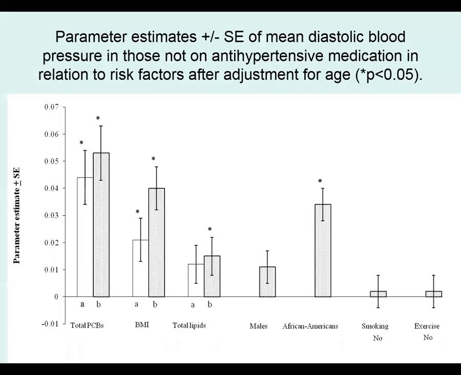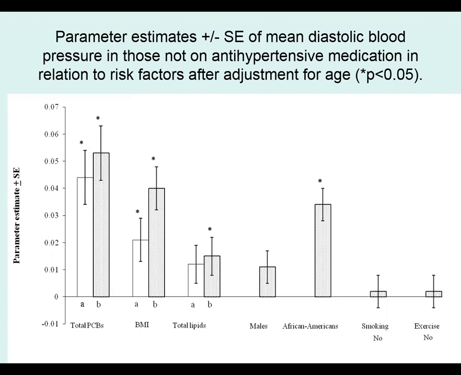Now, if you plot those as parameter estimates, what we found is that the PCB concentration was a better predictor of hypertension than was BMI, was serum lipids, was sex, was race, smoking, or exercise. Remarkably high risks.